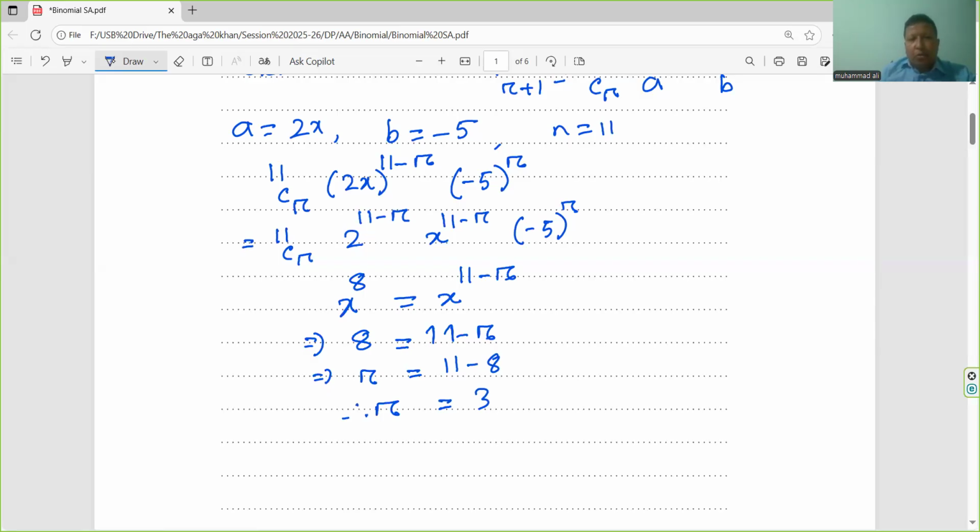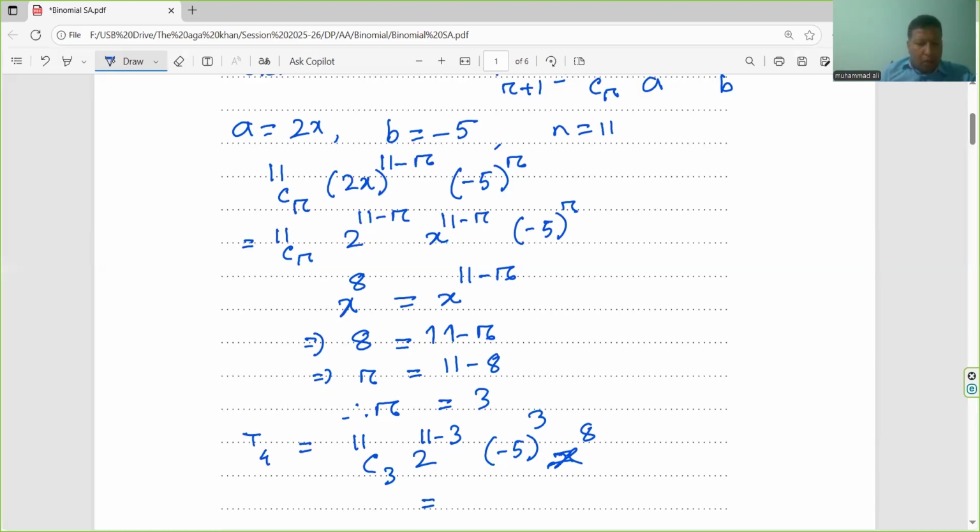So when R equals 3, T(3 plus 1), that means T4, equals 11C3. It will be 2 to the power 11 minus 3 and minus 5 to the power 3. So this is the coefficient of x to the power 8. If we simplify, here we can write x to the power 8, since 11 minus 3 is 8.